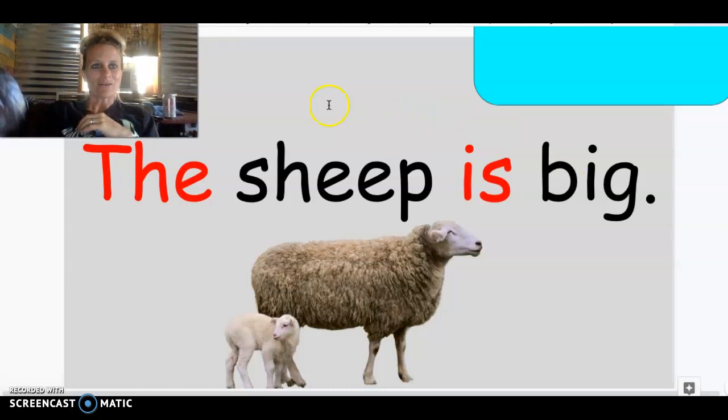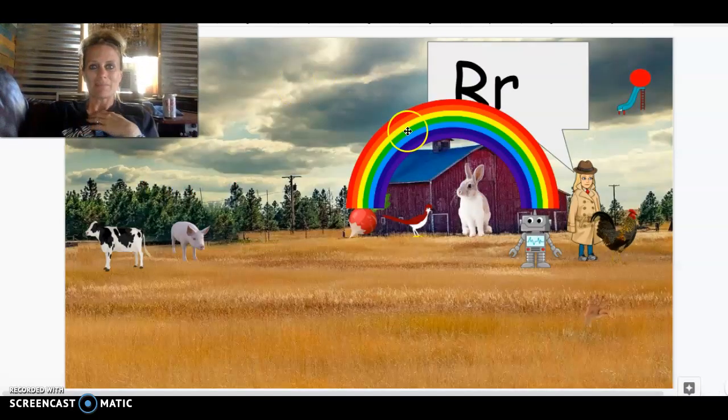All right, guys, so your job today is to draw me something that began with the letter R. You can think of something yourself, or you can also refer back to these beautiful pictures.